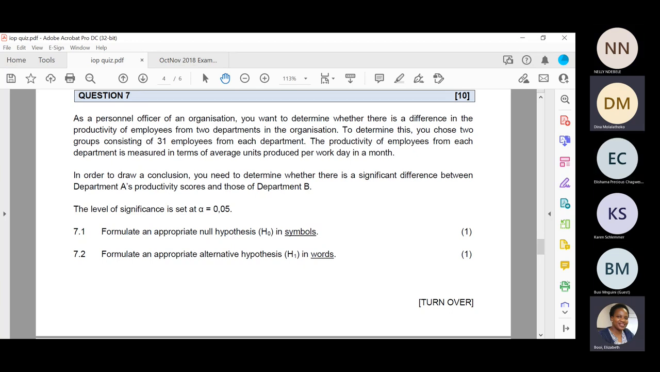Let's move on to question 7. A personnel officer of an organization wants to determine whether there is a difference between the productivity of employees from two departments in an organization. You choose two groups consisting of 31 employees from each department. The productivity of employees from each department is measured in terms of average units produced per work day in a month. In order to draw a conclusion, you need to determine whether there is a significant difference between Department A productivity scores and those of Department B. The level of significance is set at alpha of 0.05.